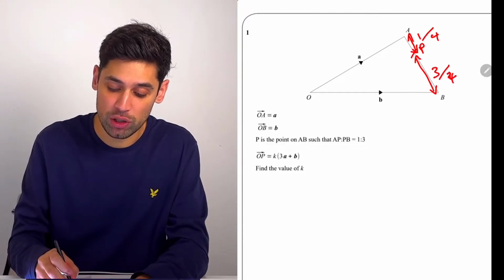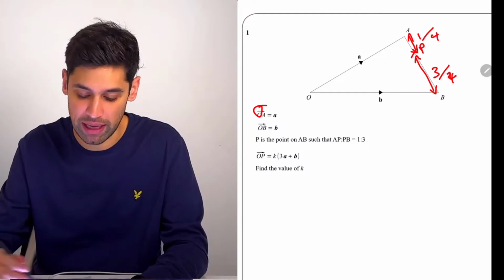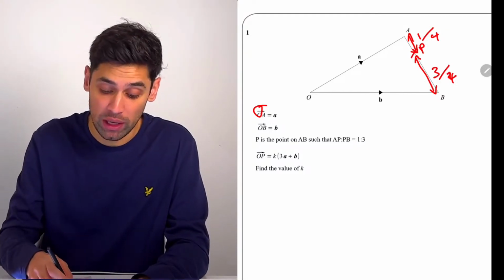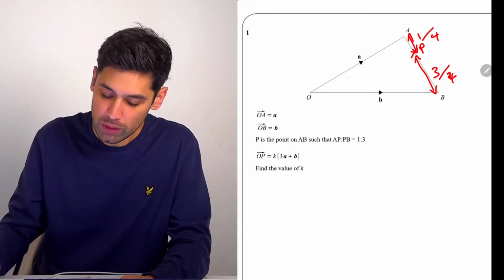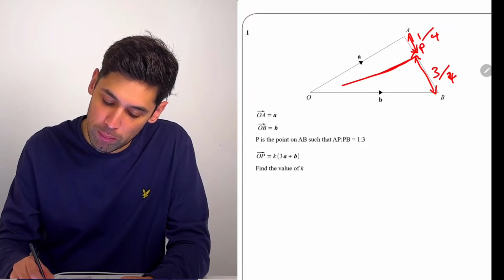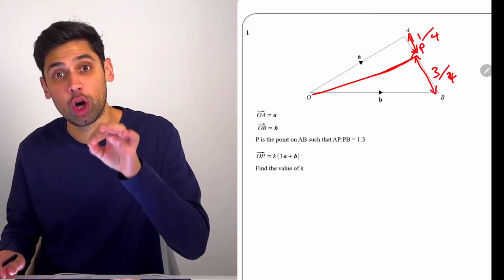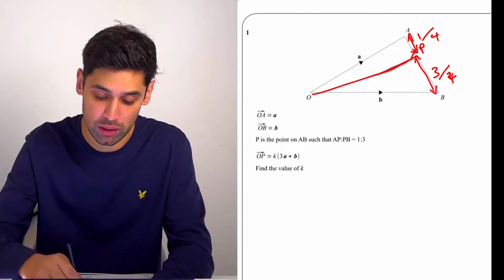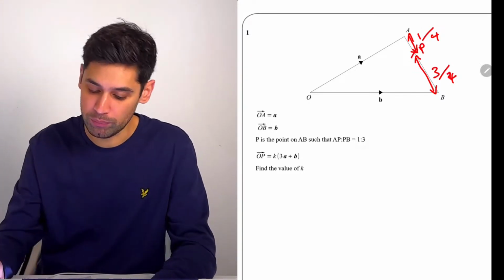Now, they've mentioned OA, but they've told us what it is. They've mentioned OB, and they've told us what that is. They've mentioned OP, so our aim right now is quite simply just going to be, let's find OP. Now, OP should be the straight line that goes from O to P. However, as we've learned already, when we're dealing with vectors, we can only use lines with arrows on them. So that line from O to P is actually completely pointless. We want to get rid of that. That does not help us. We can only use lines with arrows on them.